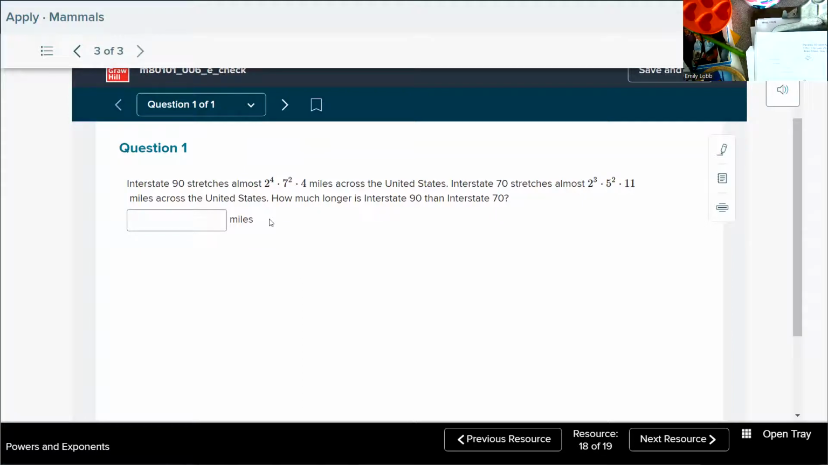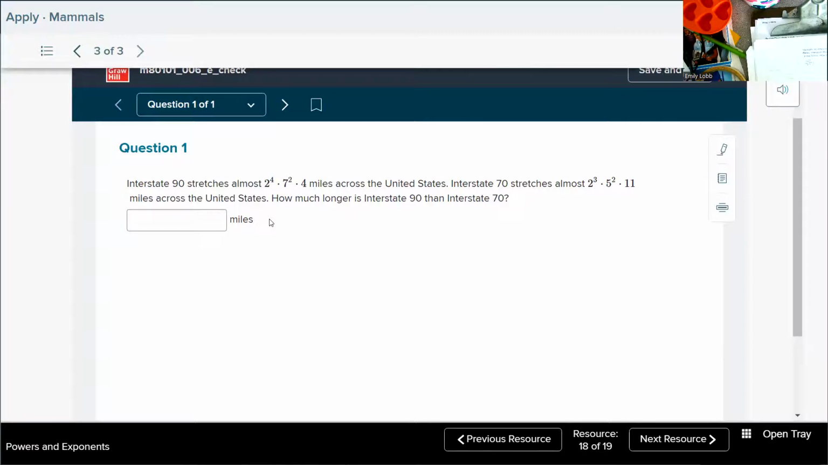So Interstate 90 stretches almost 2 to the 4th times 7 squared times 4 miles across the United States. Interstate 70 stretches almost 2 cubed times 5 squared times 11 miles across the United States. How much longer is Interstate 90 than Interstate 70? All right, so our context is that we have 2 interstates.